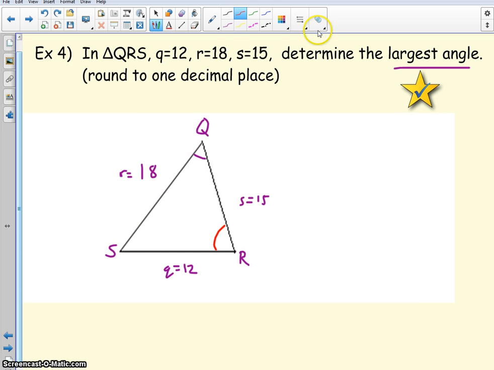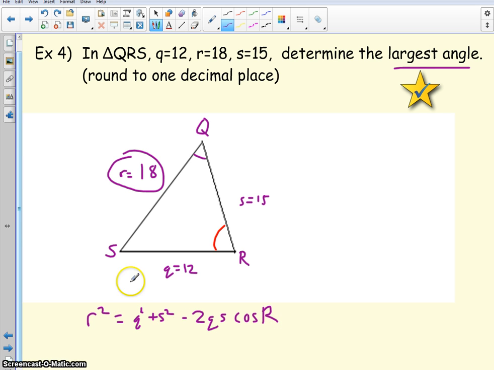So I'm going to set up my equation. Now, with cosine law, if I want to solve for angle R, I need to have side R as the one in the equation that's over on the left side by itself. So I'm going to have R squared equals Q squared plus S squared minus 2 times Q times S times the cos of R. Okay, that's the equation you have to solve.